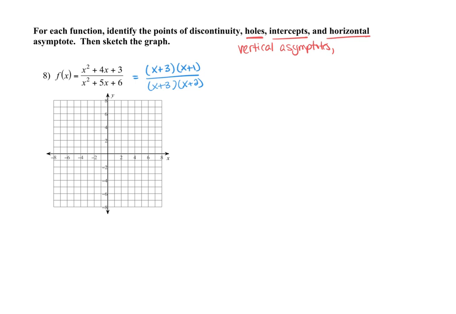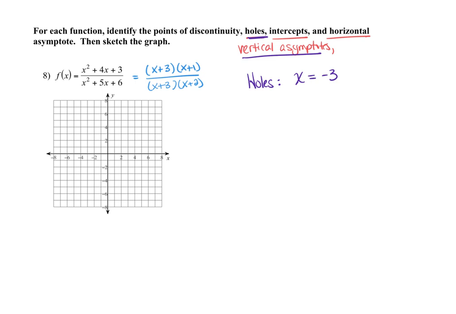All right, I'm going to start with the holes and the vertical asymptotes because those come from my denominator. So remember, holes happen where I can cancel a problem in my denominator. So is there anything in the denominator that can cancel? Yeah, it's the x plus 3. What would cause a problem for x plus 3? What number? X equals what? Negative 3. That's where my hole is.